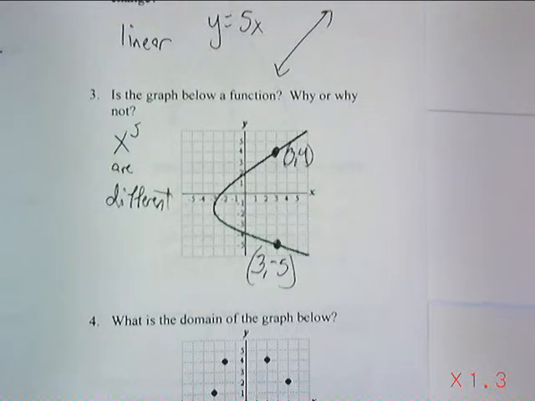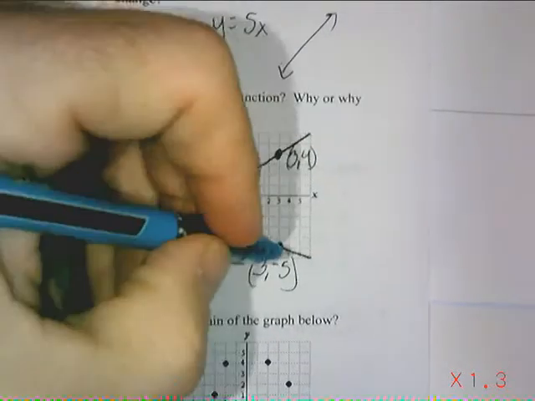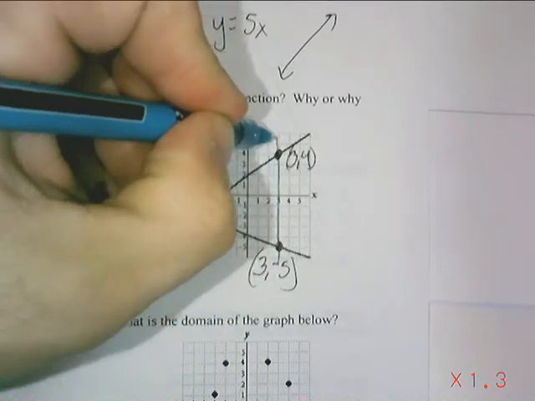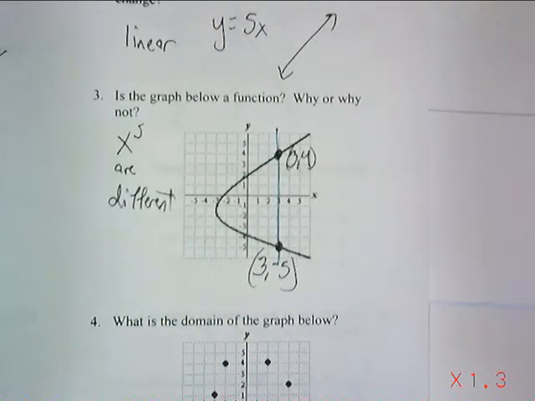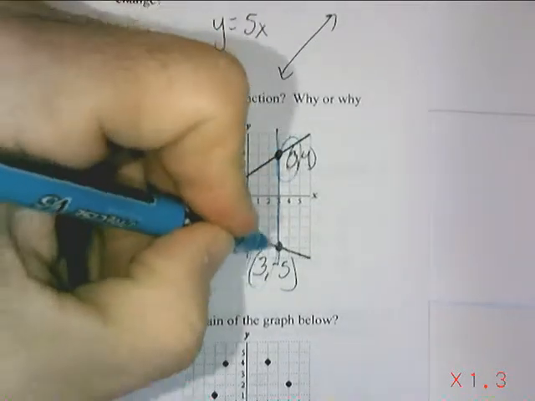Let me get a different colored pen. So somebody just may draw a vertical line. If I draw a vertical line and it goes to more than one spot, meaning the x's are the same, because the x's are both 3, it's not a function.